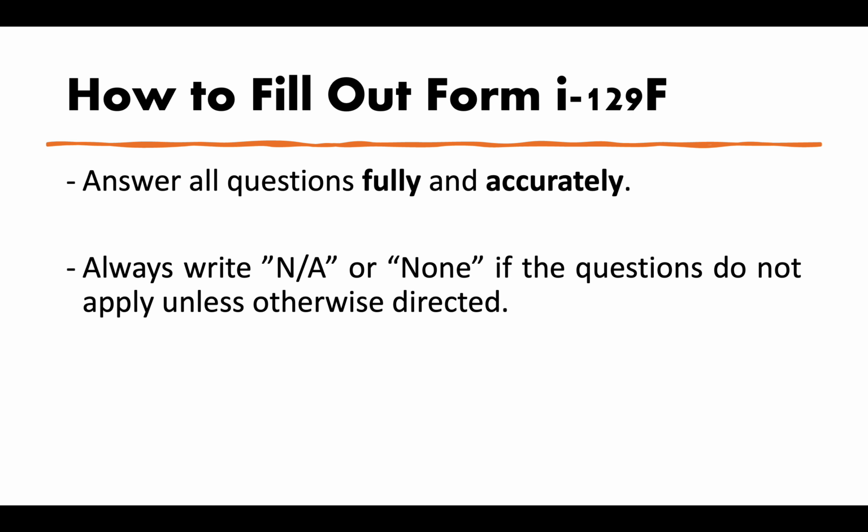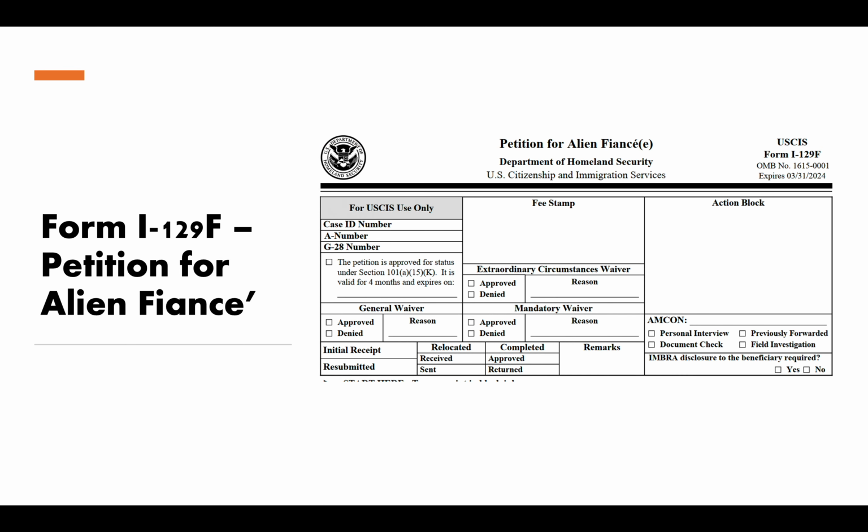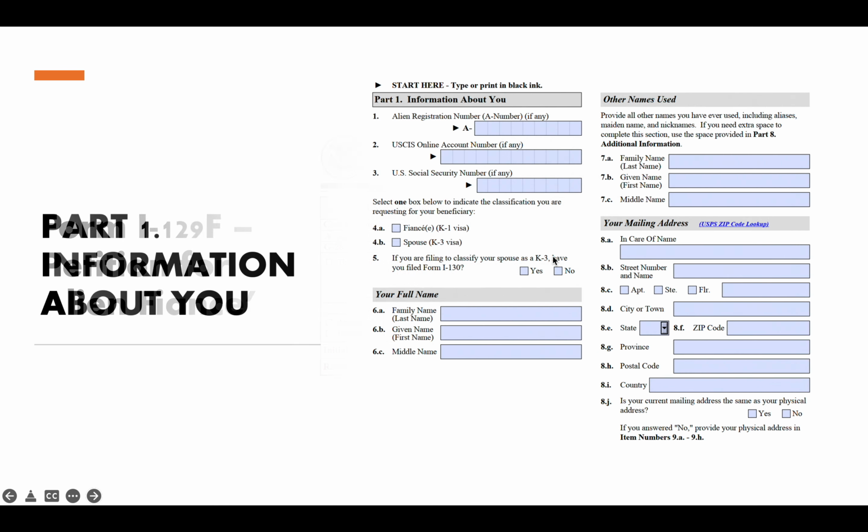Now, with that, let's go to the first part of our form. So the topmost part will look like this, but as you can see, this is only for USCIS use only. You will begin to fill out the form here, which is the first part, Part 1. This is all about the petitioner. Part 1 is information, yes, about the petitioner.